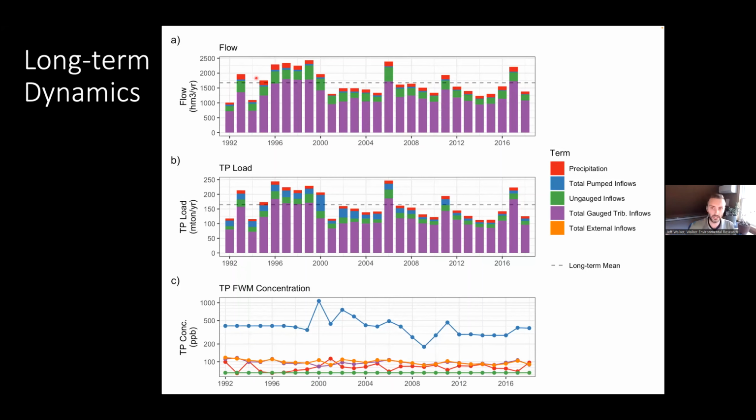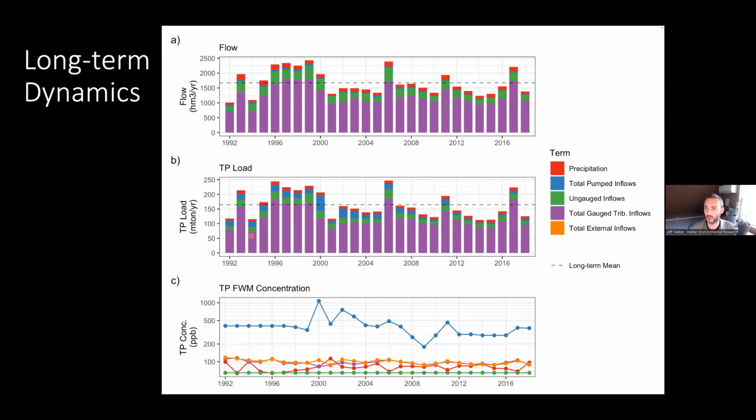And as we'll see later, that has some implications in terms of how we interpret the TMDL for the lake, which was developed in 2000 and based really just on the 90s, so kind of high flow years. Similar picture for phosphorus loads, which are primarily driven by the flows. So we had higher loads in the 90s, lower in the last 20 years, except for those high flow years.